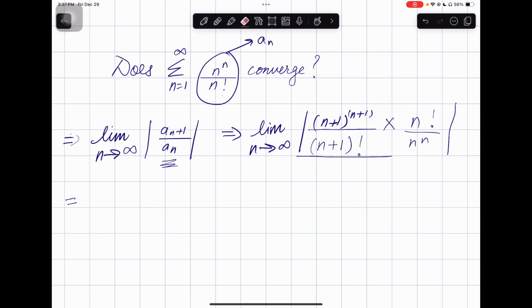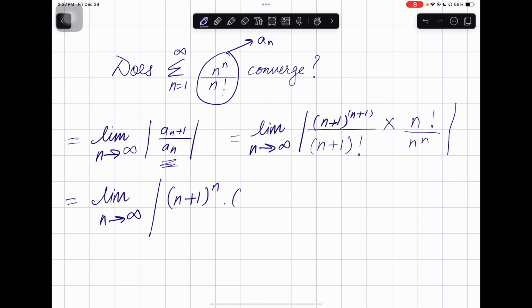So let's just do this. Now what we have is the limit as n tends to infinity, as it is, (n+1) to the power n times (n+1). I used laws of indices for this one, over (n+1) times n factorial.